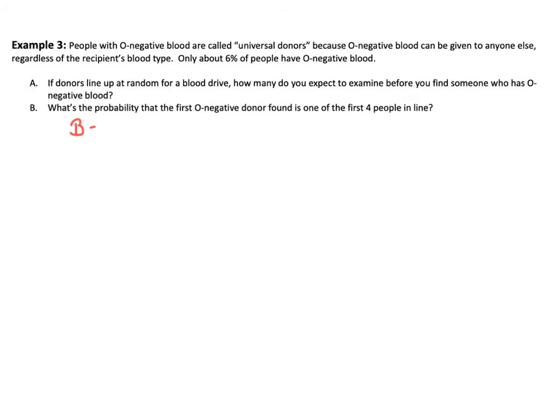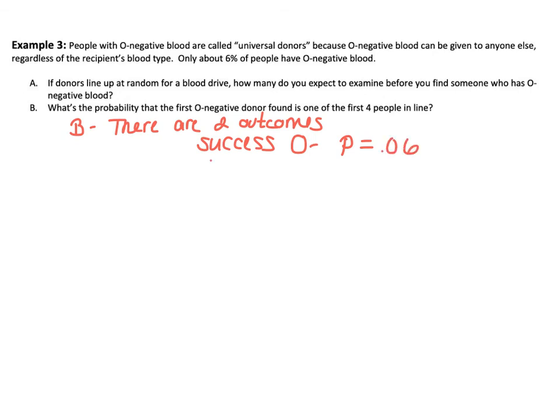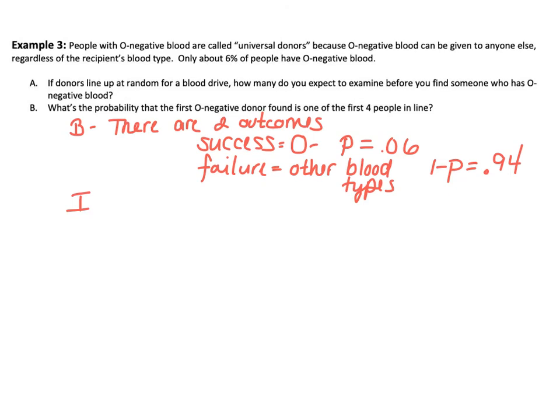So first we check, is it binary? And I see that there are 2 outcomes. At first people are like, wait, but there's more than 2 blood types. But if we just say a success would be a person who is O negative, then P is equal to 0.06, and a failure would be all other blood types. So that's going to be 0.94.